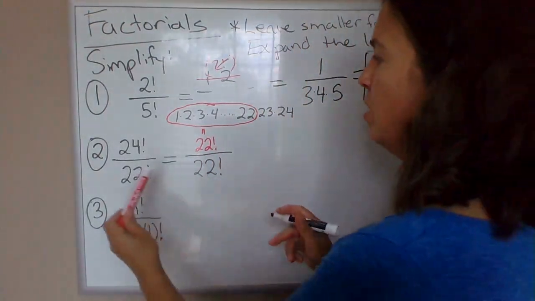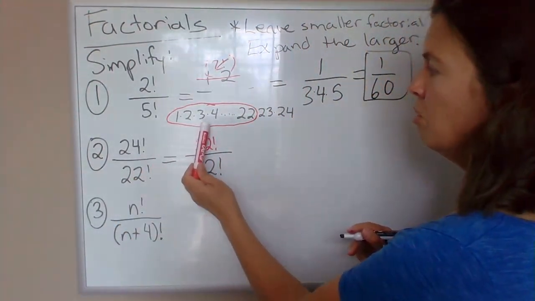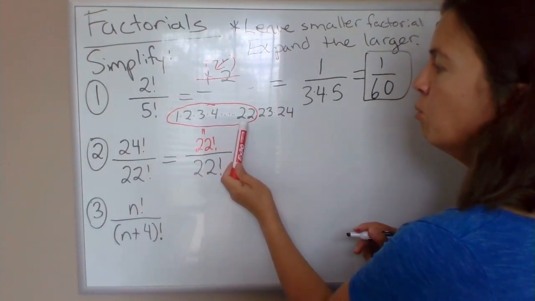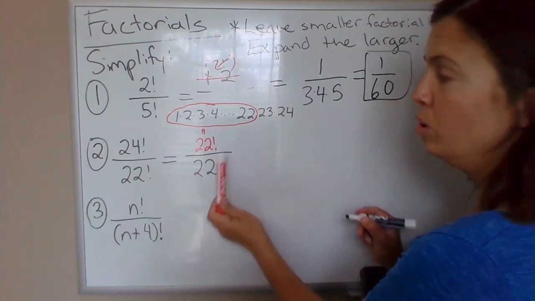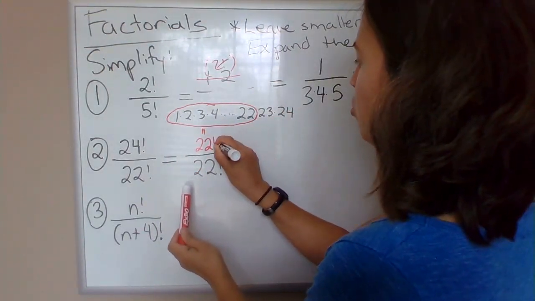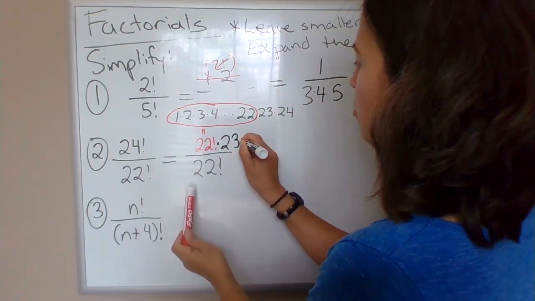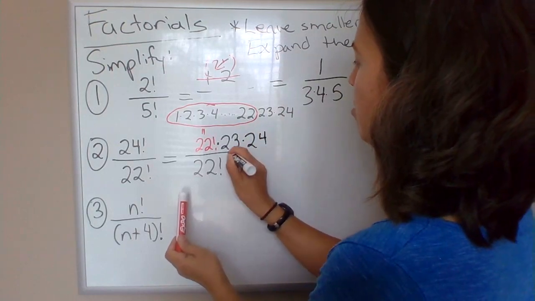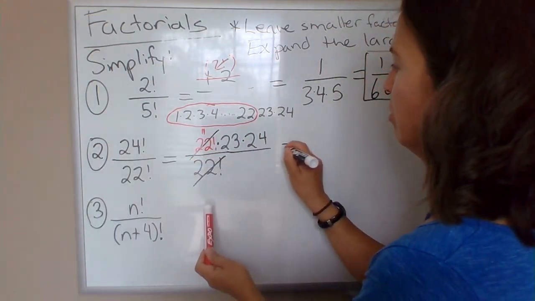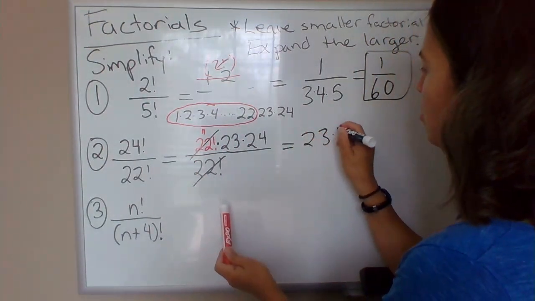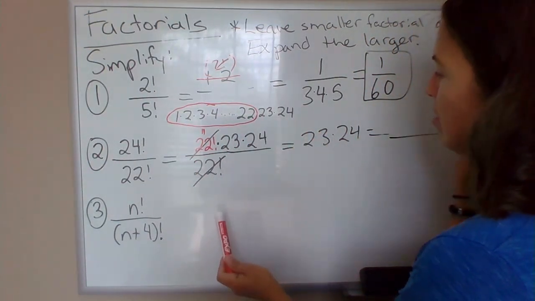So we're going to take the 24 factorial and write it as, instead of writing 1 times 2 times 3 times 4, we're just going to write 22 factorial, so that covers 1 through 22, and then times the extra factors on the end with your larger factorial. So in this case, 23 times 24. And so the 22 factorial cancels. Our answer is 23 times 24, whatever that is. I'm too lazy.